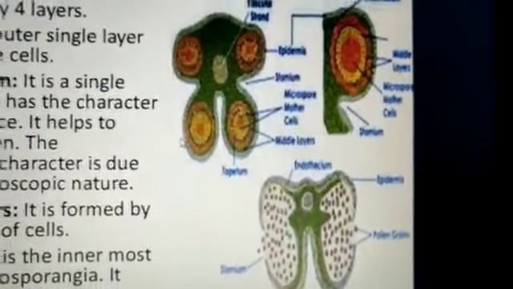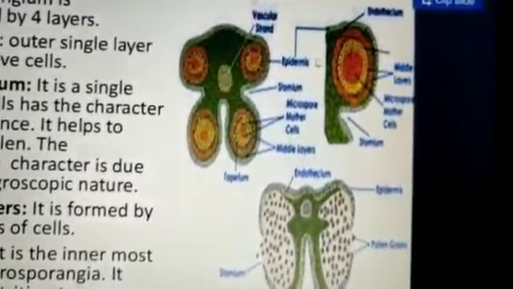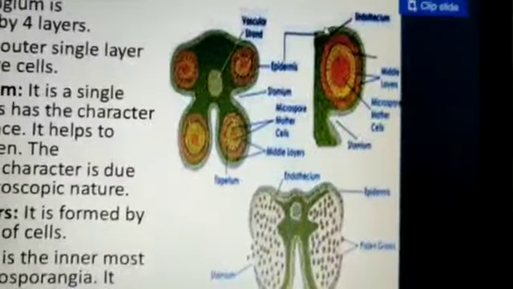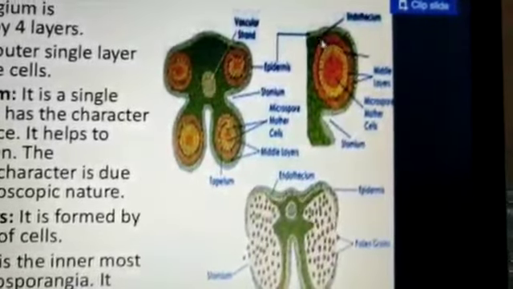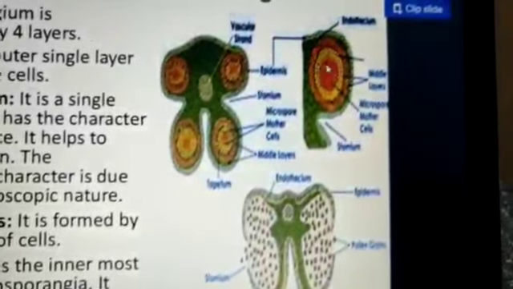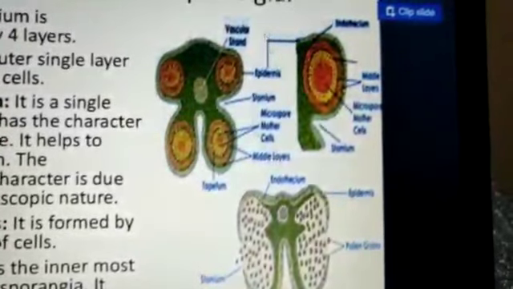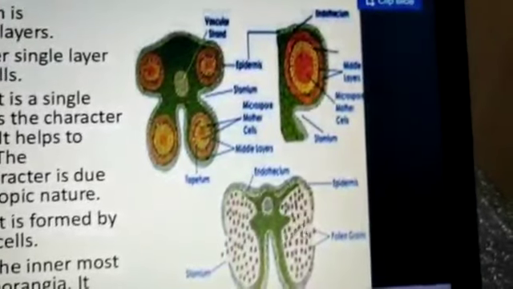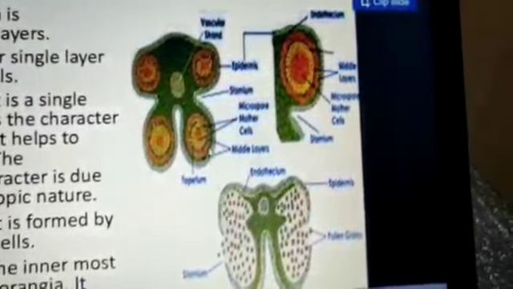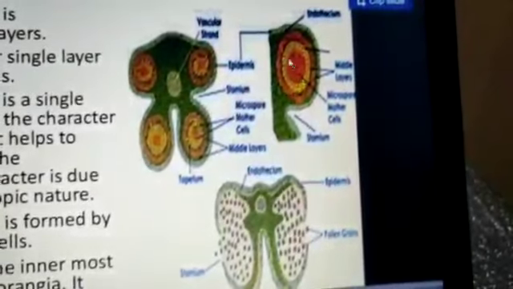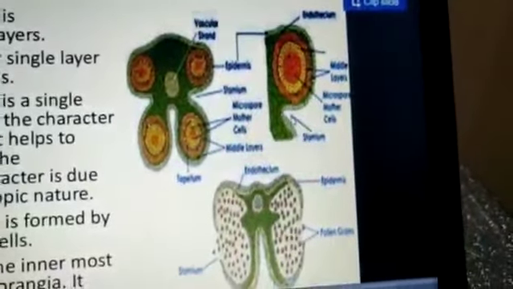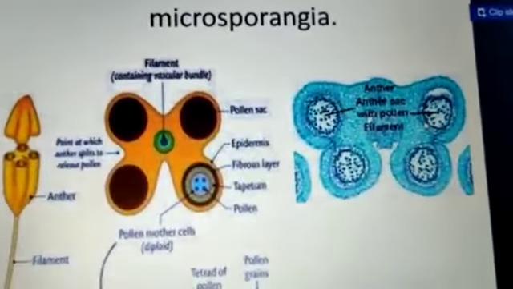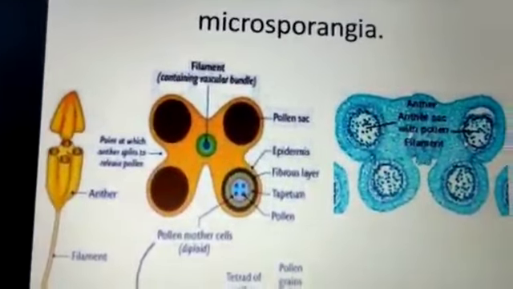Now you must see this one microsporangium, an elaborated structure. This is the epidermis, then endothecium, then the microsporangium, which produces the pollen grains that lie in the center. This is the endothecium, pollen grains, epidermis, and this is the tapetum, which provides nourishment to the developing pollen grains. Now you are able to see here in more detail.